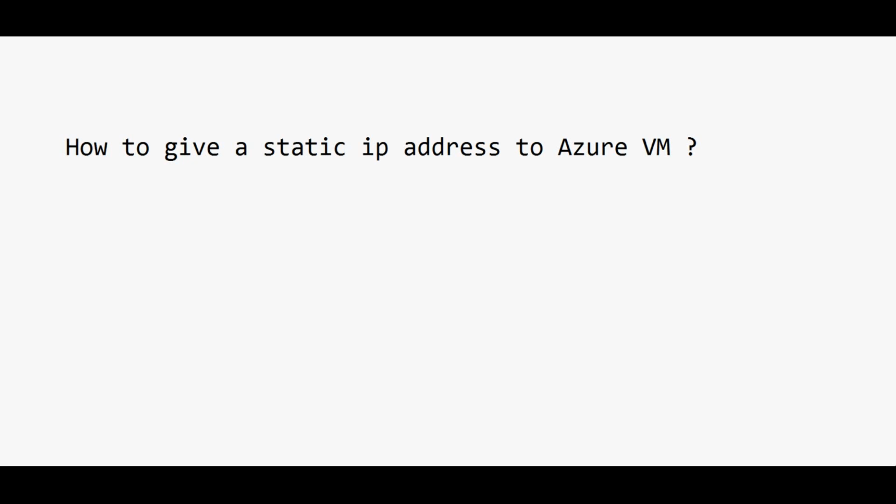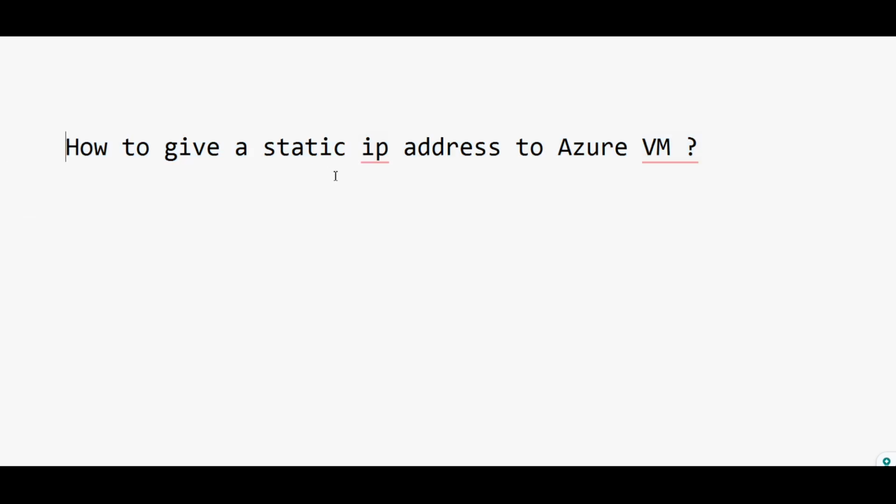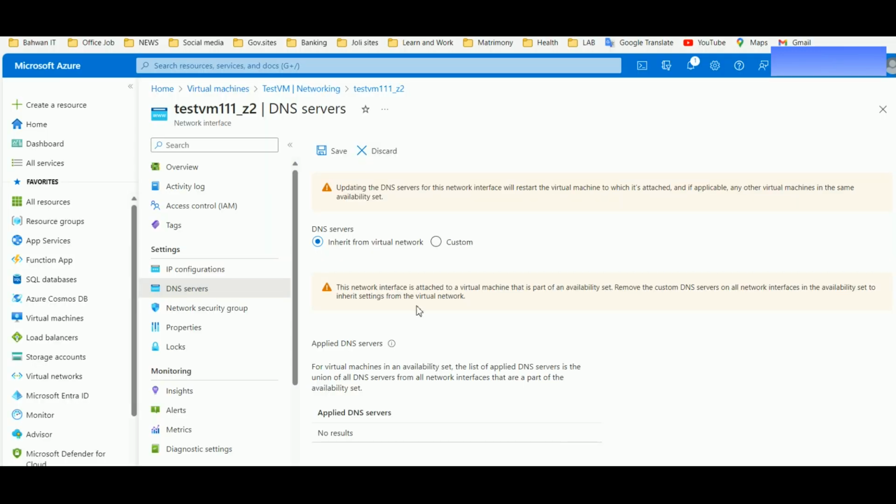In this video, we are going to check out how to give a static IP address to an Azure VM. So we will provide a static IP to an Azure virtual machine from the Azure portal. I have already logged into the Azure portal here.